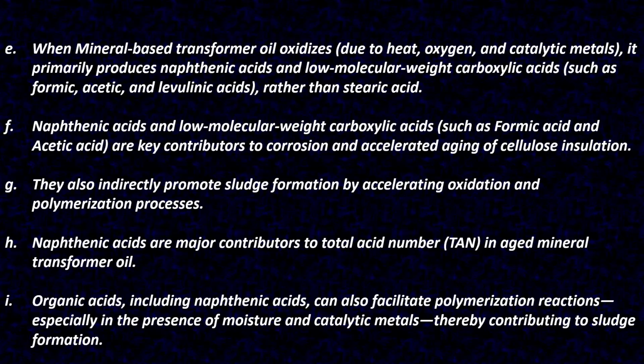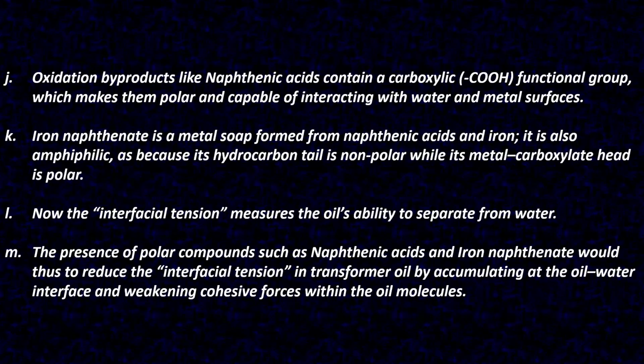Naphthenic acids are major contributors to total acid number, that is TAN value, in aged mineral oil based transformer oil. Organic acids, including naphthenic acids, can also facilitate polymerization reactions, especially in the presence of moisture and catalytic metals, thereby contributing to sludge formation. Oxidation byproducts like naphthenic acids contain a carboxylic functional group, which makes them polar and capable of interacting with water and metal surfaces.